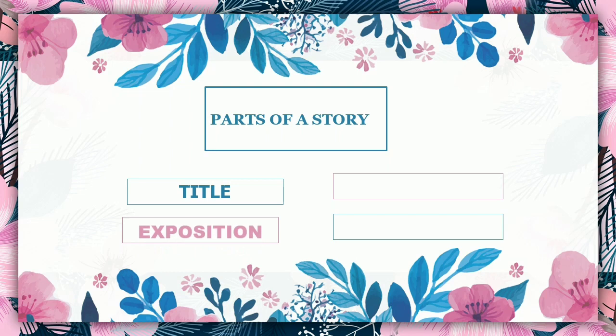So a story can roughly be divided into the following parts. So the parts of the story, the first one is title, the next one is exposition, the third is action, and the fourth one is resolution. So these are the four main parts of a story.